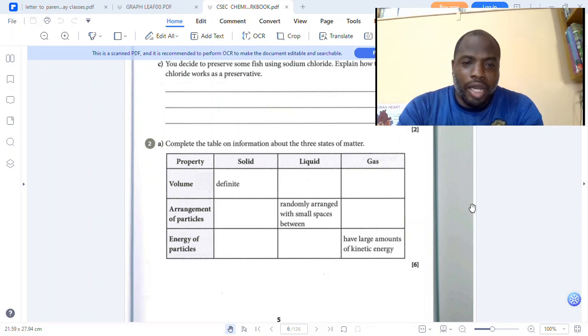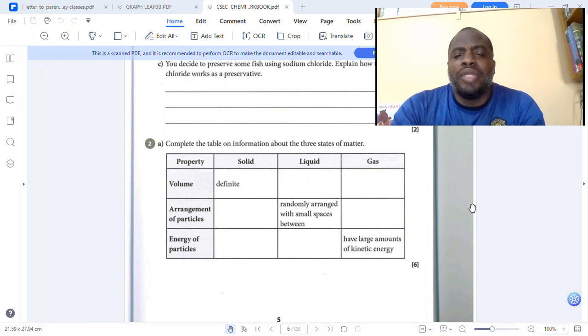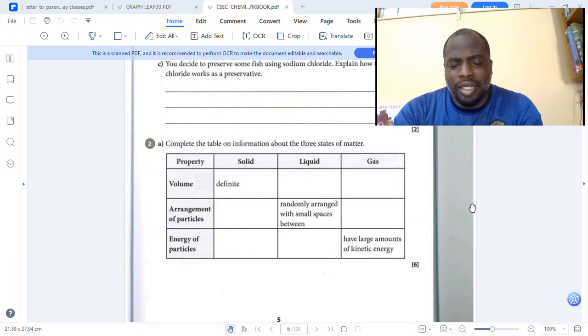And so solid, if I have my eraser, and I have it in one room and I move it to another room, whichever room I have it in, it's going to take up the same amount of space. And so it has a definite volume.